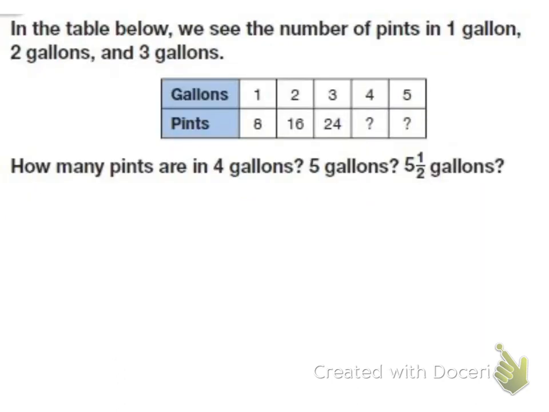All right, so this next one says, in the table below, we see the number of pints in 1 gallon, 2 gallons, and 3 gallons. How many pints are in 4 gallons, 5 gallons, and 5.5 gallons? Well, 1 gallon has 8 pints, 2 has 16, 3 has 24. So, to figure out how many pints there are in 4 gallons, we would take 8 times 4. 8 times 4 is 32. So in 4 gallons, we have 32 pints.